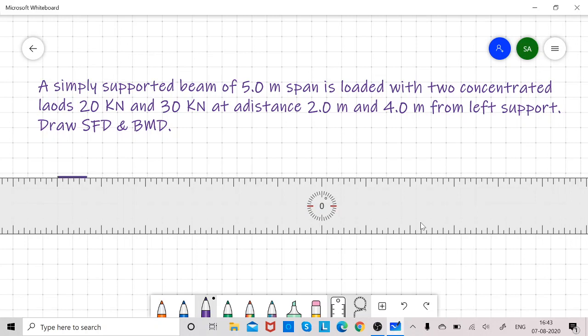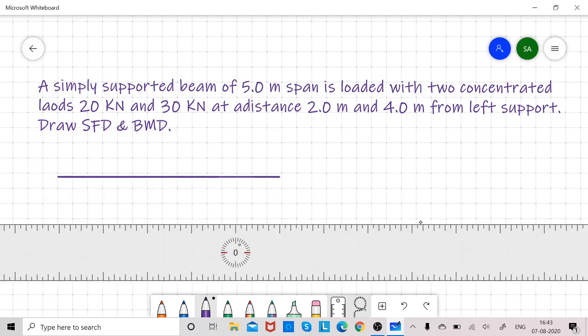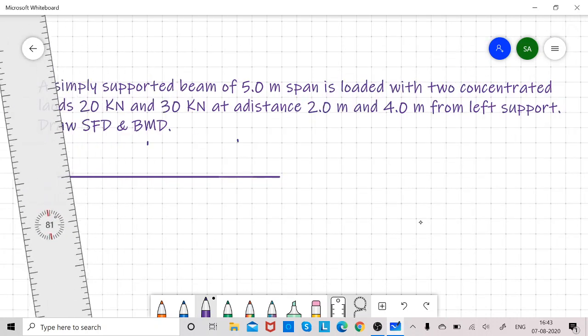representing the given problem. So it should be a proportionate sketch: 1, 2, 3, 4 and 5. It is a 5 meter span. So up to this, then I will show the loads at a distance 2 meter and at a distance 4 meter. Now the supports.